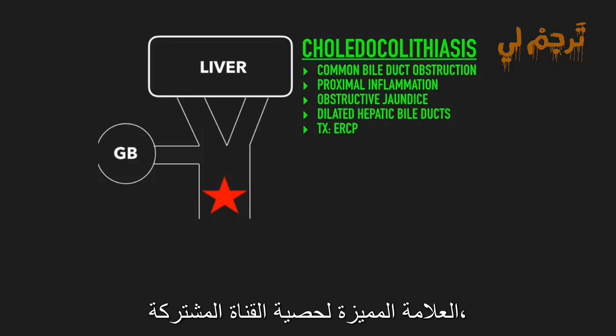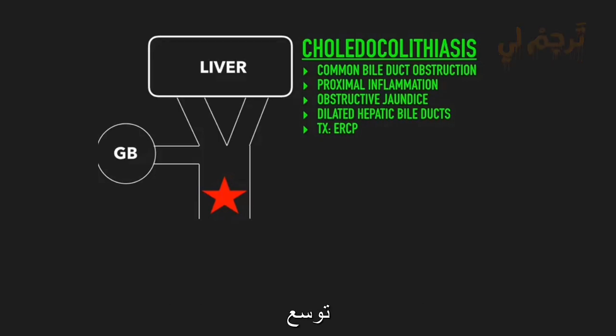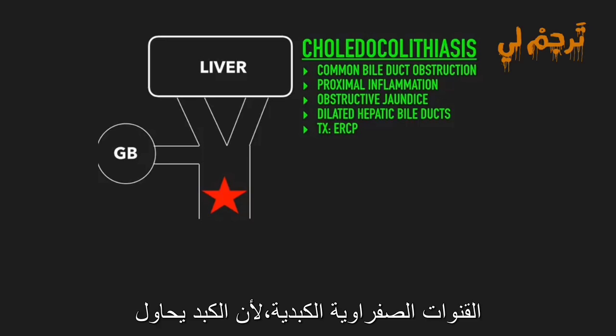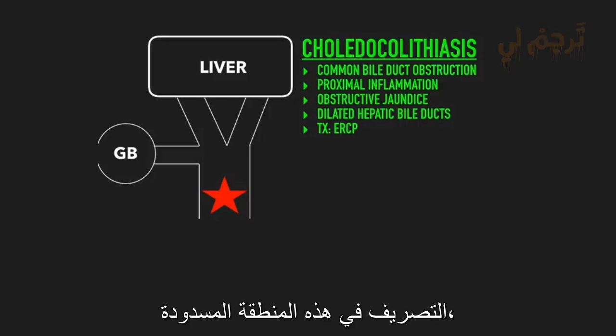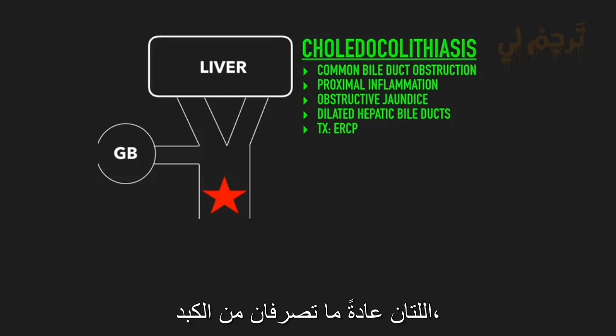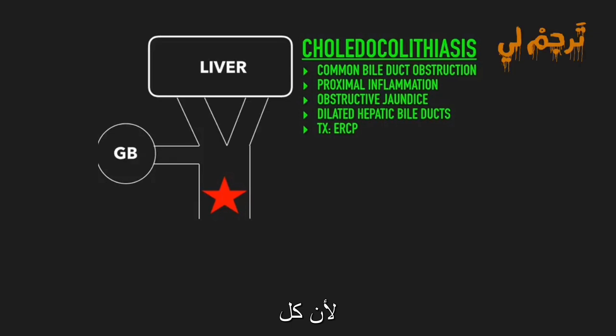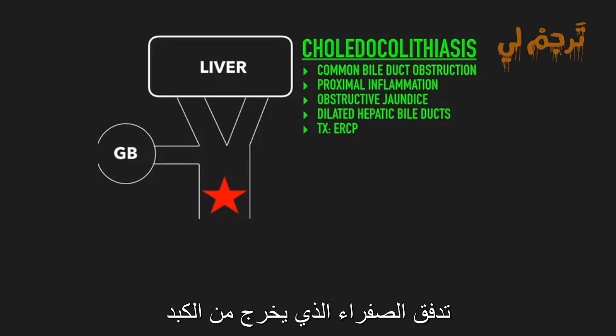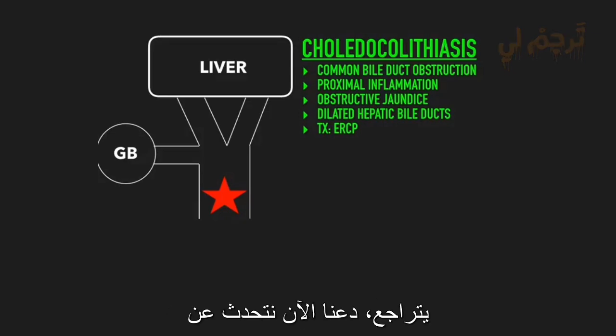What you see here and what's pathognomonic for choledocholithiasis are dilated hepatic bile ducts. Because the liver is trying to drain into this area that is obstructed, it can't do it. So the two hepatic bile ducts that usually drain from the liver will become dilated because all of that bile flow that's coming out of the liver is backing up.